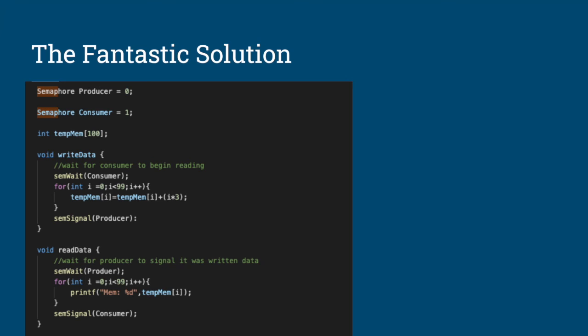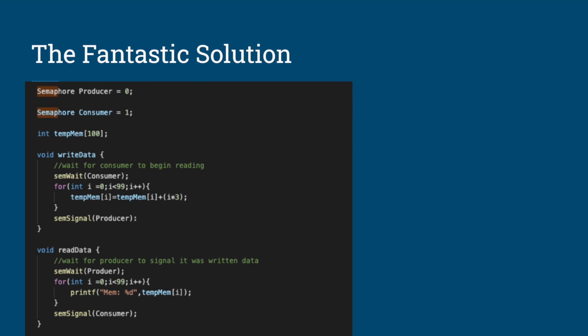So let's go through the first process first. We're going to go through write data, which is going to be utilized by process 1. So we can see here it does a sem wait on consumer. So it waits for the consumer to begin reading. Since our consumer resource is already initialized to 1, that resource is available. So now we can start writing to that piece of memory.